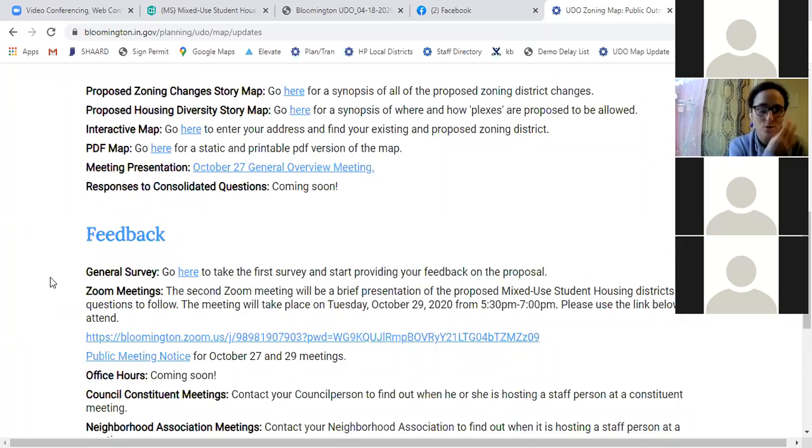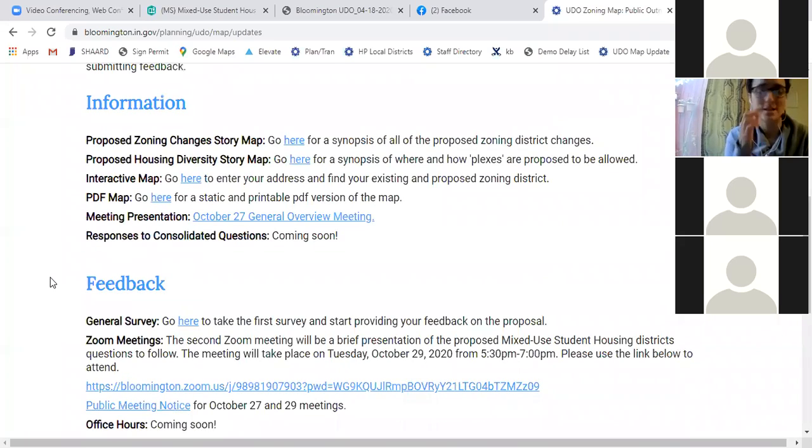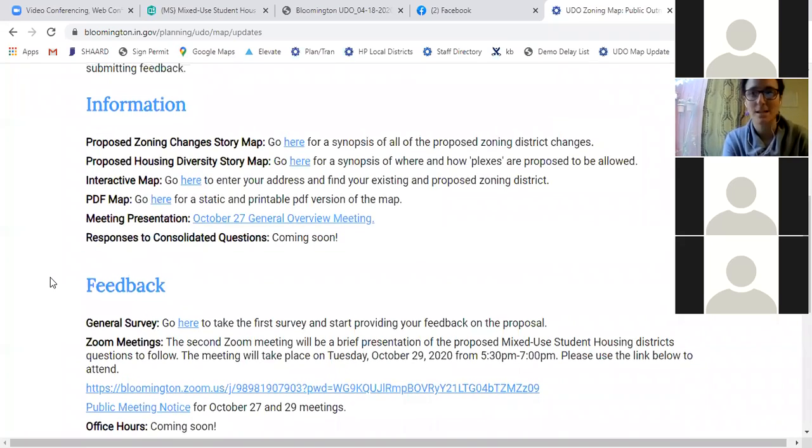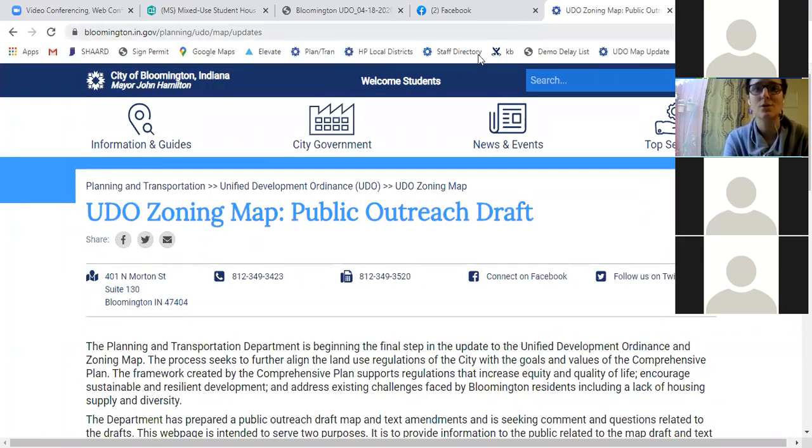We will also be starting office hours next week. That information will go up on here tomorrow, and it will basically be for those who can't engage in the evenings. We know sometimes that's difficult, especially now. If you can sneak an hour or so during the day, we would have a planner available who could answer questions.